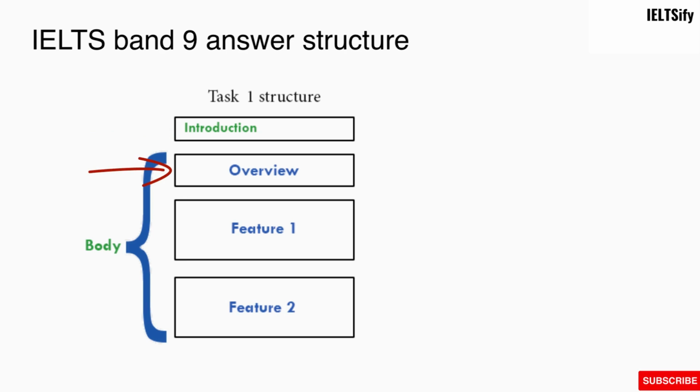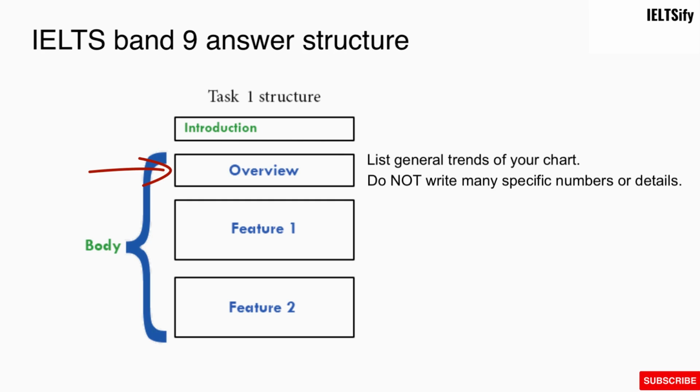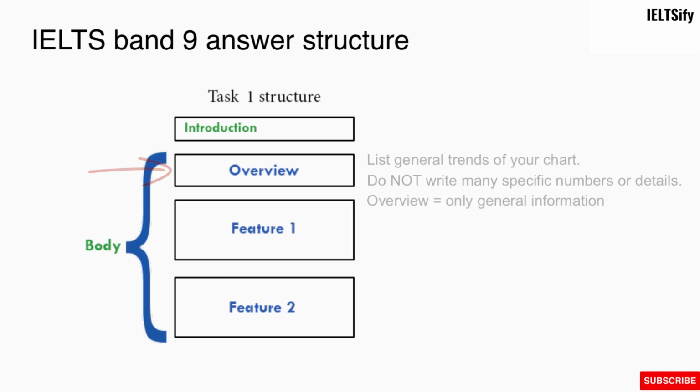Next, you should write an overview paragraph. In this paragraph, you should list general trends of your chart. Do not write many specific numbers or details in this part. Remember, the overview should contain only general information.